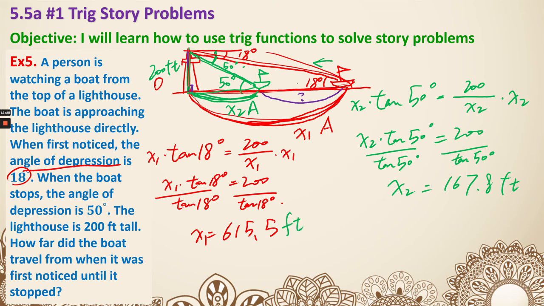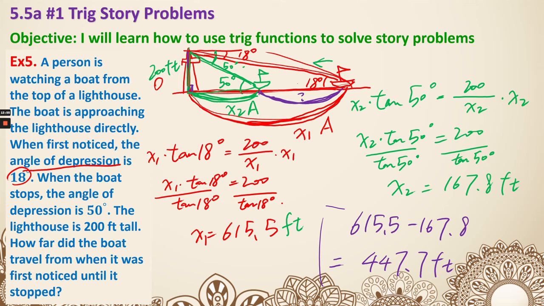But I'm trying to find the difference between these two, as in how far it traveled. So it was x1 away, 615.5 feet away, and now it is 167.8 feet away. Clearly, I'm just going to need to subtract them. So 615.5 minus 167.8 is going to give us 447.7 feet. That is how far the boat actually traveled.